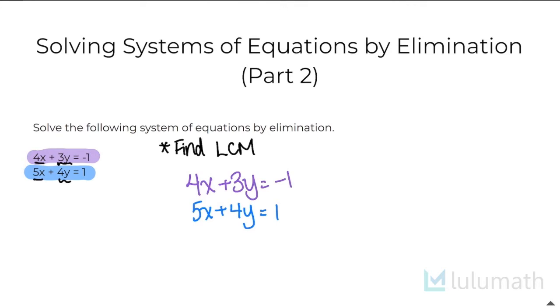So I'm just going to randomly choose some variable to eliminate. I'm going to eliminate the y's, okay? So I need to find the LCM of 3 and 4, okay?